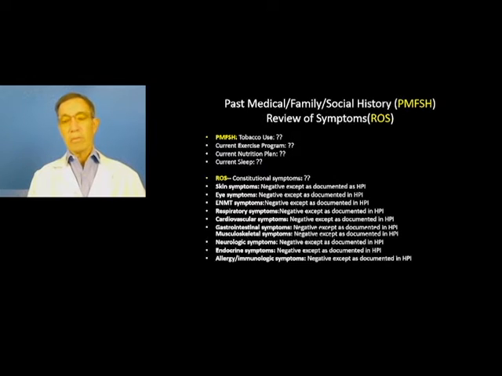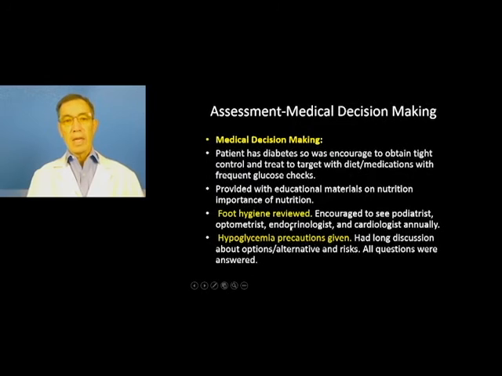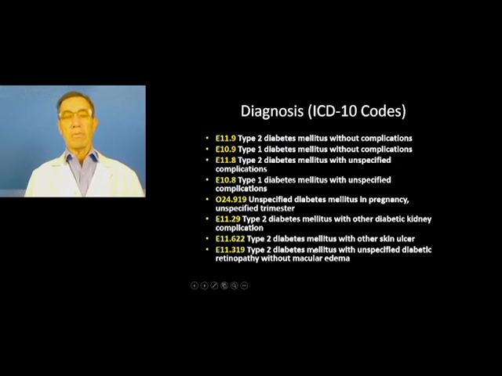Have they gained or lost weight since the last visit? And then objective findings. Do they have anything, especially their monofilament test? And then in the medical decision making, this is a typical thing we would say: the patient has diabetes, so is encouraged to obtain tight control and to treat to target with diet, medications, with frequent glucose checks. Provided with educational materials on nutrition and the importance of nutrition, food hygiene reviewed, and then hypoglycemic event precautions were given.